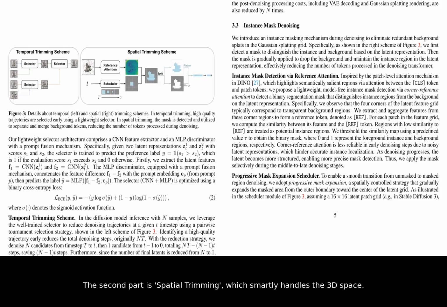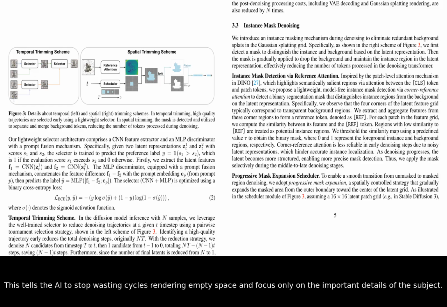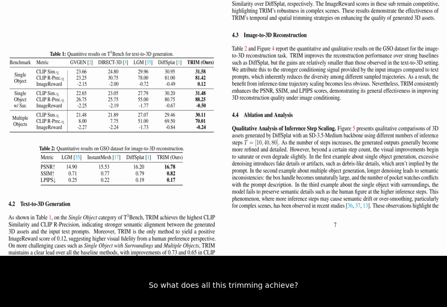The second part is spatial trimming, which smartly handles the 3D space. It uses a clever technique to automatically detect the main object and mask out the empty background. This tells the AI to stop wasting cycles rendering empty space and focus only on the important details of the subject. So, what does all this trimming achieve?